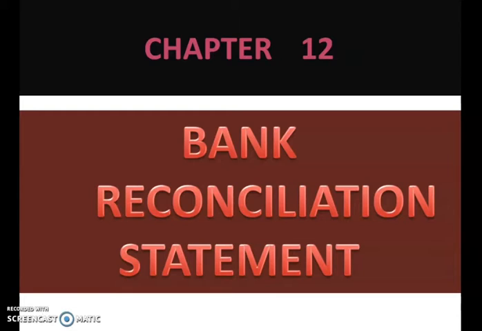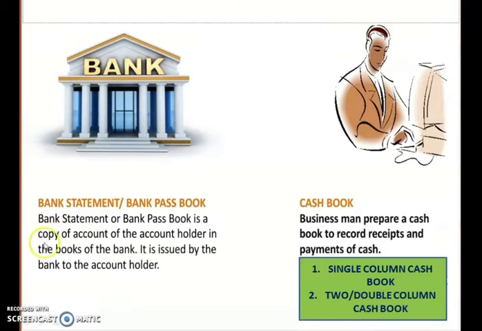So whatever transaction is related to bank will be recorded in the bank column of the cash book. So children, you can see here it is a bank statement, which is also known as bank passbook. Bank statement or bank passbook is a copy of the account of the account holder in the books of the bank. It is issued by the bank to the account holder.